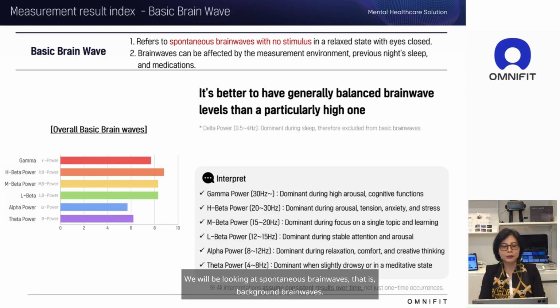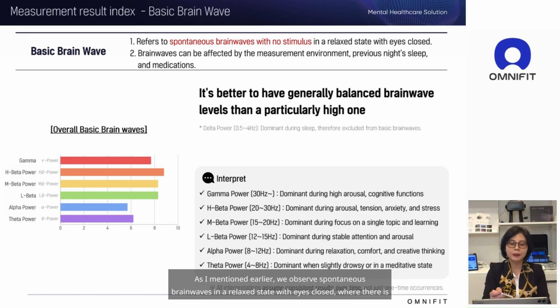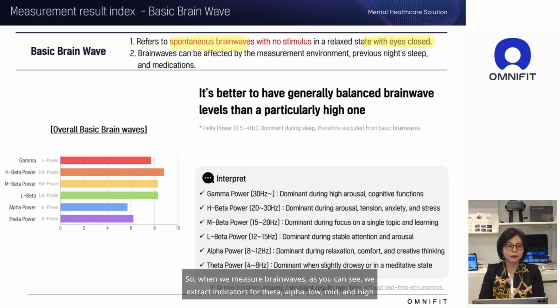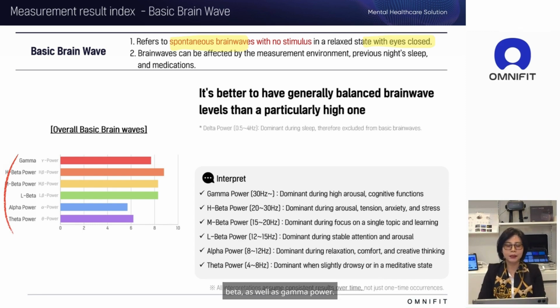We will be looking at spontaneous brainwaves, that is, background brainwaves. As I mentioned earlier, we observe spontaneous brainwaves in a relaxed state with eyes closed, where there is no external stimulus. So, when we measure brainwaves, as you can see, we extract indicators for theta, alpha, low, mid, and high beta, as well as gamma power.